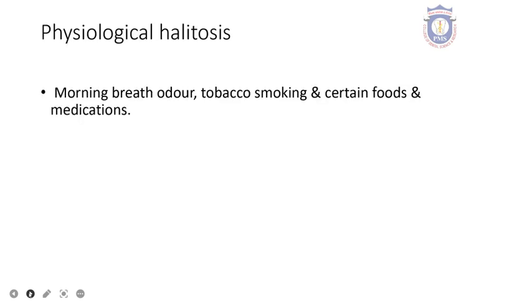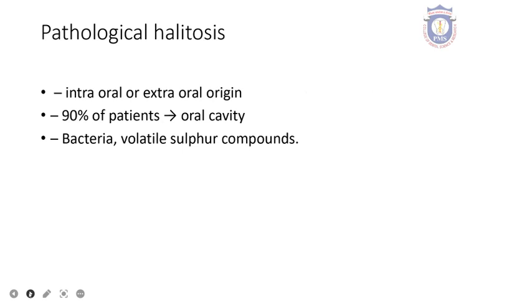So what is physiologic halitosis? Physiologic halitosis is a type of bad breath that occurs in the morning after we wake up from sleep, or the malodor we see in tobacco smokers, after eating certain foods like onion, garlic, etc., as well as in those who are using some medications. This is known as physiologic halitosis.